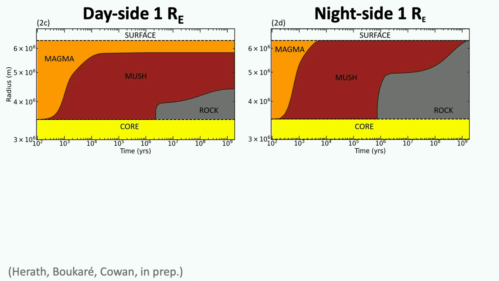On the night side, on the other hand, things cool off pretty quickly. And so you end up with mush for a long time, and then after about 1 billion years, you have solid rock on the night side. So it still takes a long time for this planet to cool.